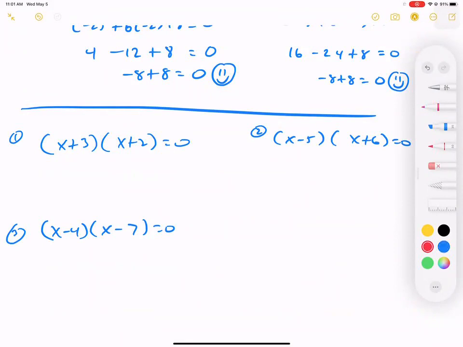So first one, let's look at number 1. What times what equals 0? Okay? Well, here is the rule. Only numbers times 0 equals 0.